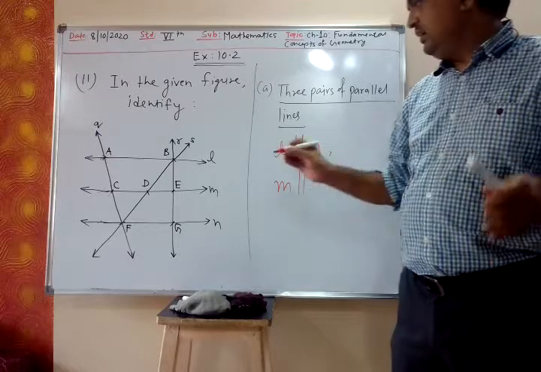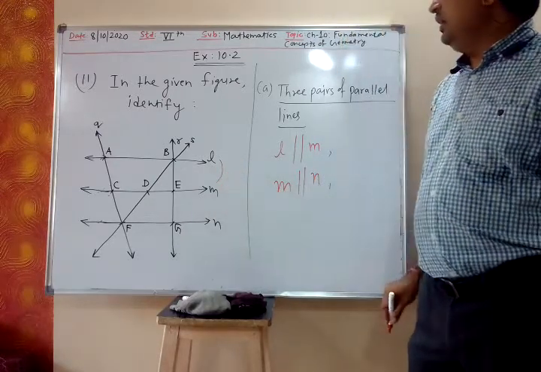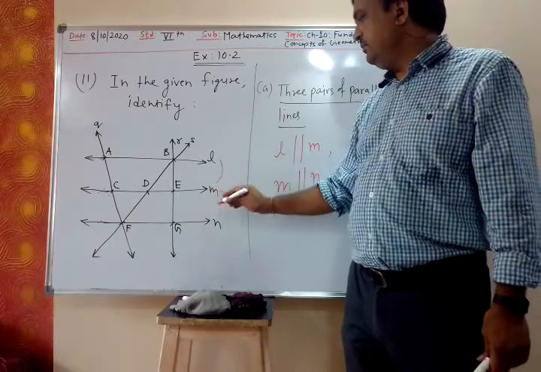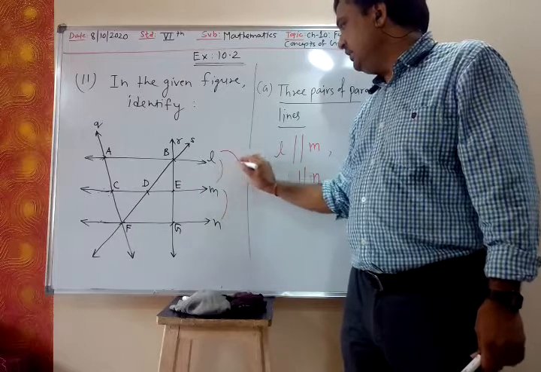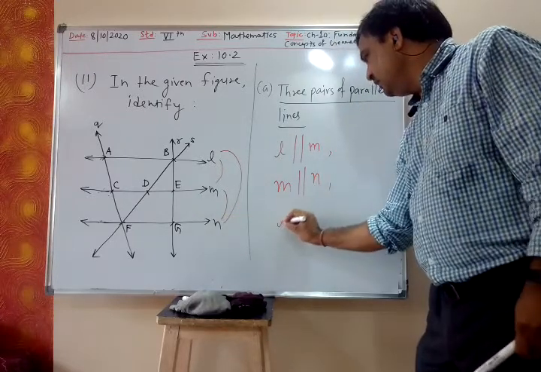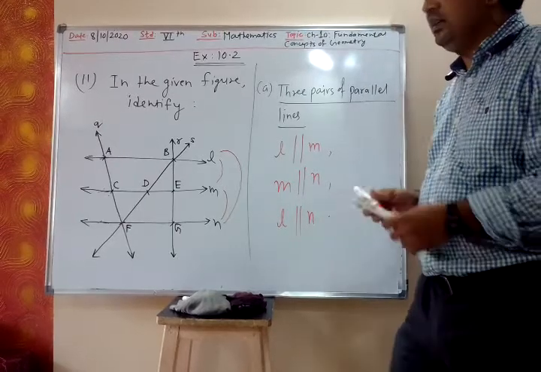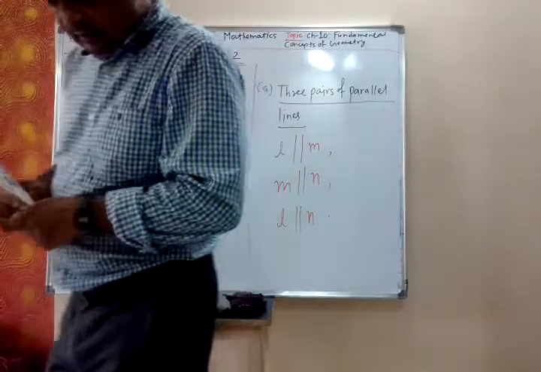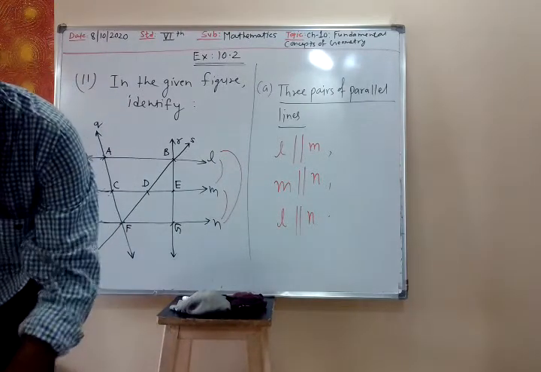Wait no, my dear. L is parallel to M first. Then M is parallel to N second. Now third is L is parallel to N. So there are 3 pairs of parallel lines. Is it clear? There are 3 pairs of parallel lines.